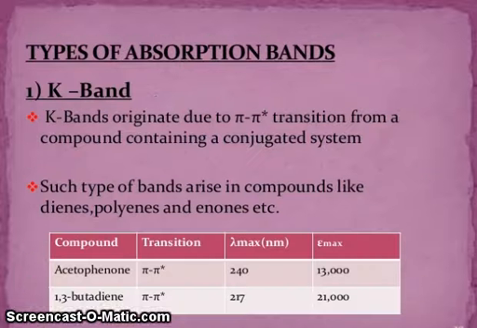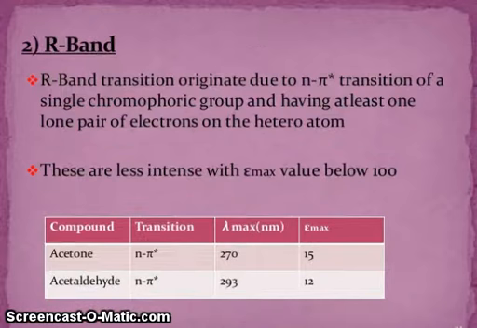So types of absorption bands. K band originates due to pi to pi star transition in a compound containing a conjugated system. Such bands arise in compounds like dienes, polyenes and enones. Now friends, R band transitions originate due to n to pi star transition of a single chromophoric group having at least one lone pair of electrons on the heteroatom. These are less intense, with an epsilon max value below 100.